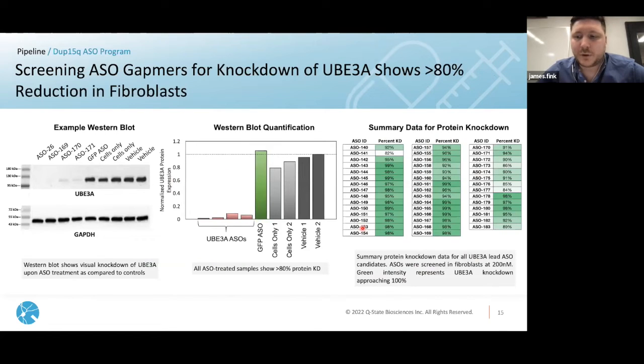Of course, the protein is the thing we actually want to modulate in these cells. And so it's important to check that we can do that in vitro. So these are also fibroblasts treated with several ASOs. You can see in the Western blot on the left that we have almost complete loss of UBE3A protein with ASO treatment. That's similarly shown here in the Western blot quantification. And then actually a bunch of our lead ASO candidates here showing almost 100% knockdown of UBE3A protein with 200 nanomolar treatment on fibroblasts.